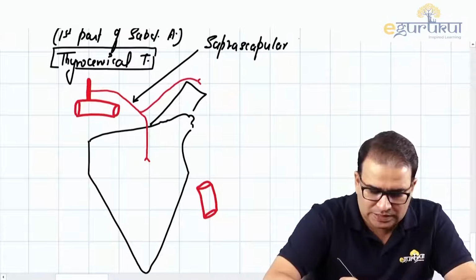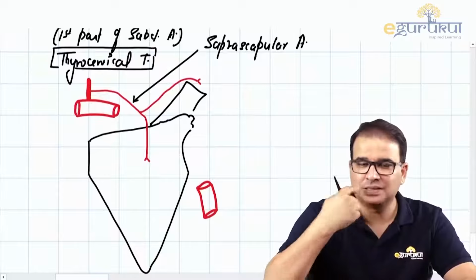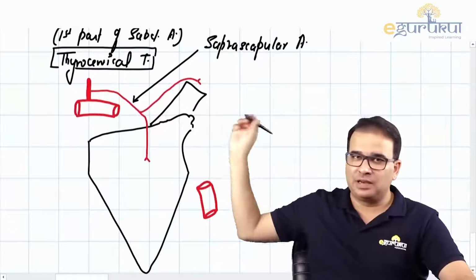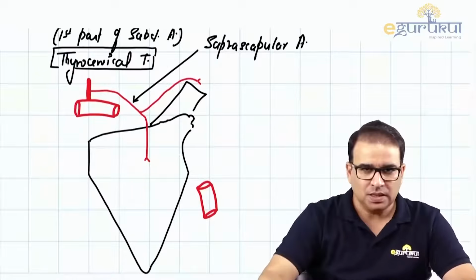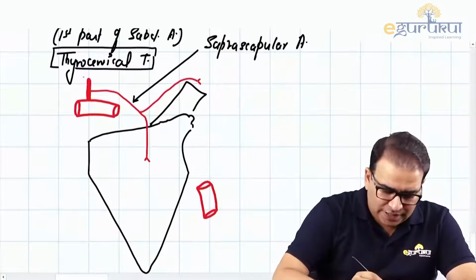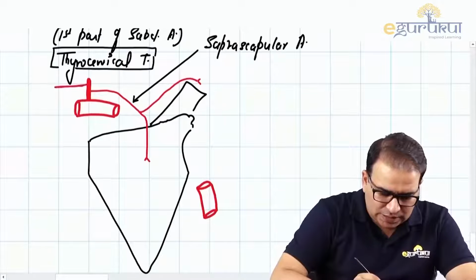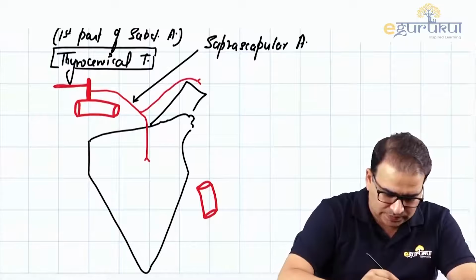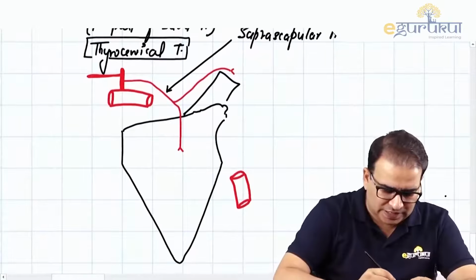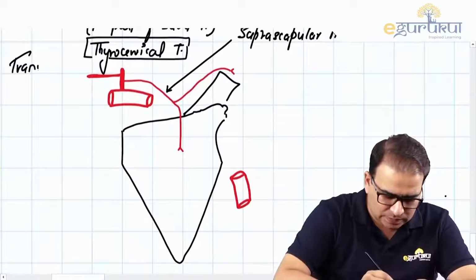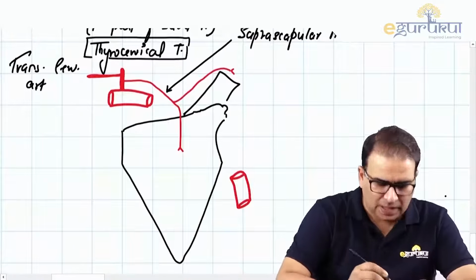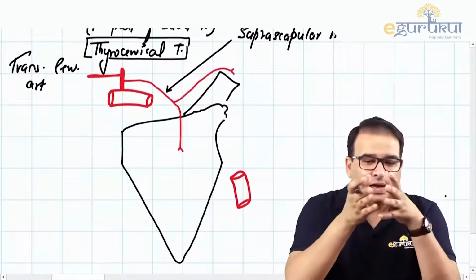That is the suprascapular artery. And as you can see, the acromion branch of suprascapular artery is also there. Another branch here is the transverse cervical artery. Transverse, it's running transversely in the neck. So guys, we call it a transverse cervical artery. And the transverse cervical artery further divides.